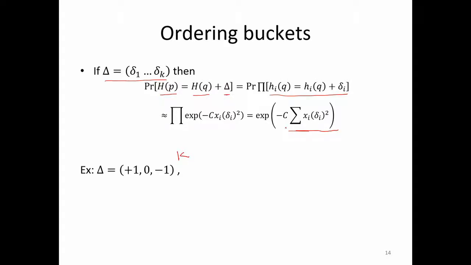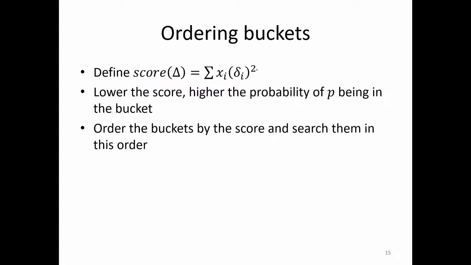So what do you need? You don't need to estimate these probabilities exactly. You need the ordering for each delta. So you can just use this particular score function, because the other things are all constant.